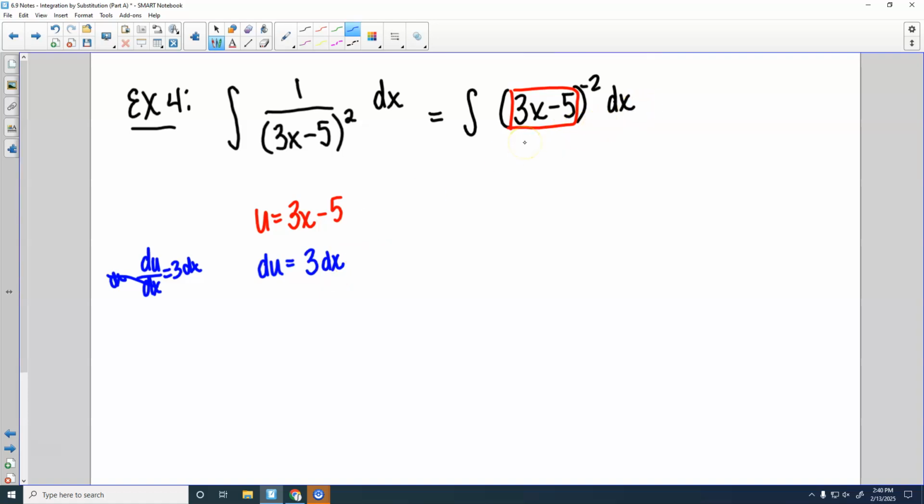So again, I don't have 3 with my dx. There's nothing over there. Can I put a 3 here? I can, as long as I put a 1/3 on the outside. And so if I do that, I can replace my 3x minus 5 with u, and I can replace my 3dx with du, and I will get 1/3 integral of u to the negative 2 du.